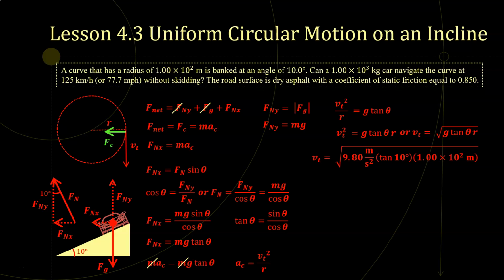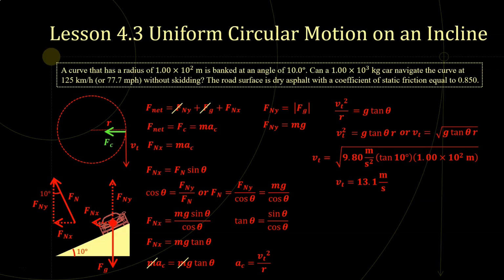I'm going to plug in 9.80 meters per second squared for g, 10 degrees for theta, so the tangent of 10 degrees, and then 100 meters as my radius. And when I simplify this, I find that the velocity at which I can move around this circle is 13.1 meters per second. Now, interestingly, that's the velocity if there's no friction, that I'm going to be moving around this circle of exactly 100 meter radius.